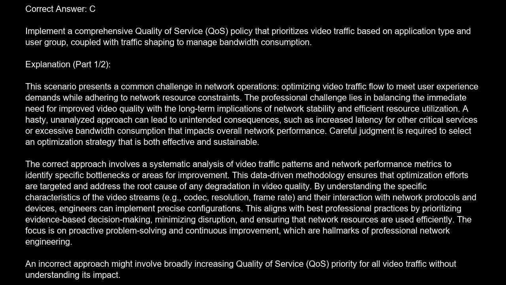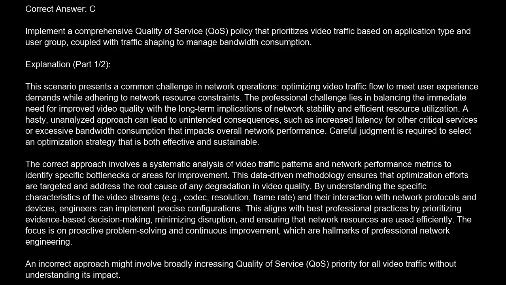Correct answer is C. Implement a comprehensive quality of service (QoS) policy that prioritizes video traffic based on application type and user group, coupled with traffic shaping to manage bandwidth consumption. Explanation. This scenario presents a common challenge in network operations, optimizing video traffic flow to meet user experience demands while adhering to network resource constraints.